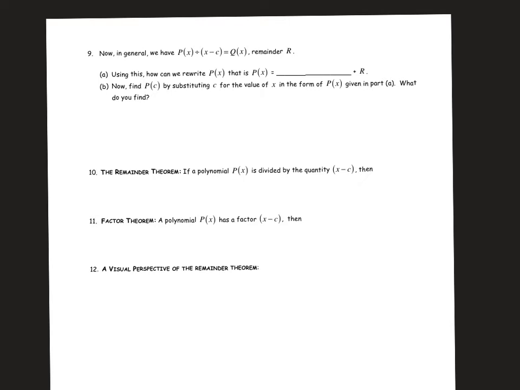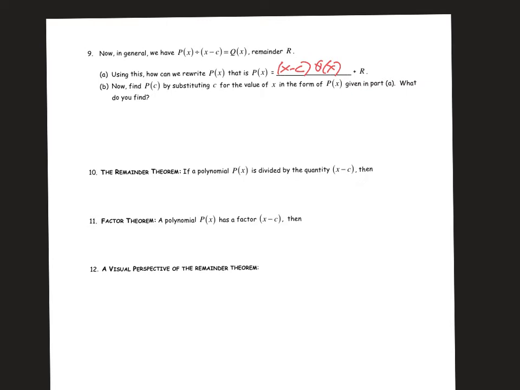So the polynomial can be written as x minus c times the quotient plus the remainder, kind of as we said before. Well, let's find p of c. In this general form of the polynomial, p of x equals x minus c times q of x plus r.